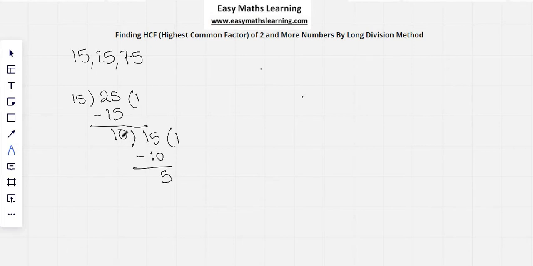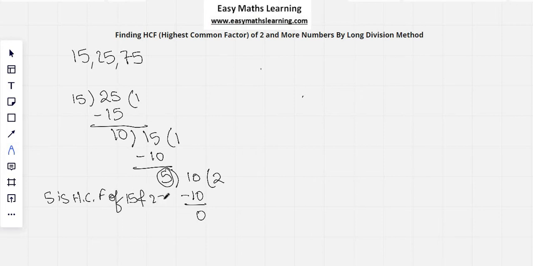Now I divide the previous divisor 10 by 5. This remainder 5 becomes my divisor here. We know 10 is a direct multiple of 5. 5 times 2 is 10. So I write down 2 on the right side, I write down 10 below, and I subtract. So this becomes 0. So 5 is the HCF of 15 and 25. I am writing it here: 5 is the HCF of 15 and 25.